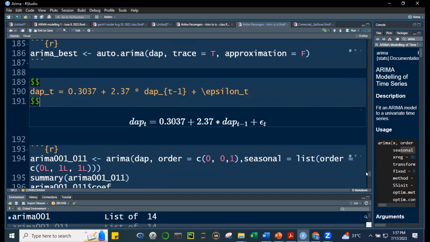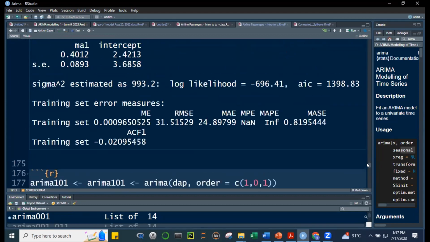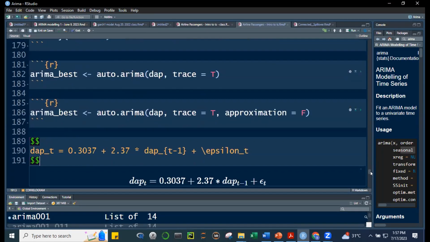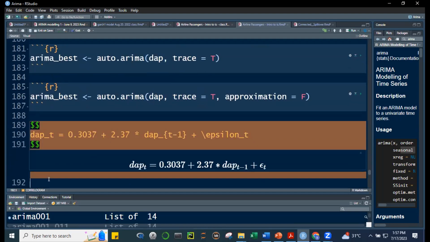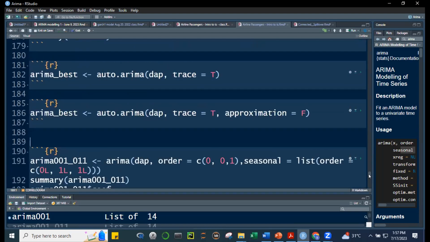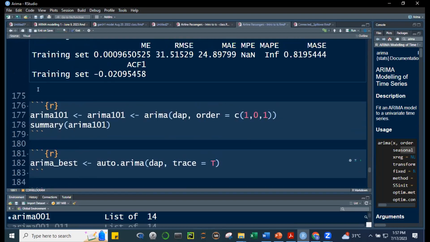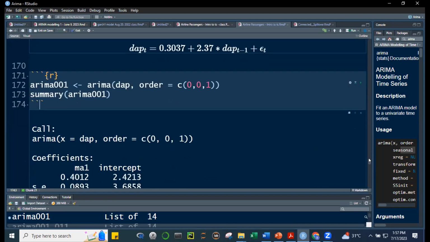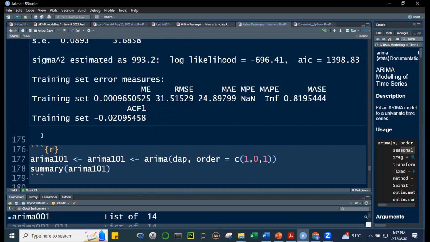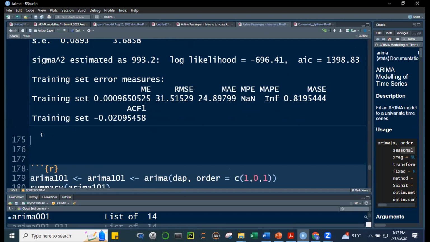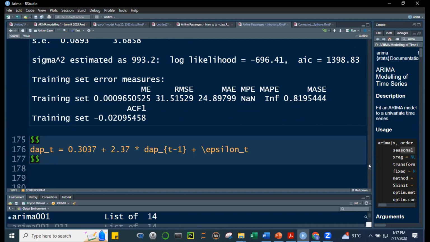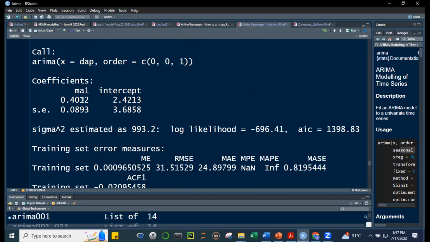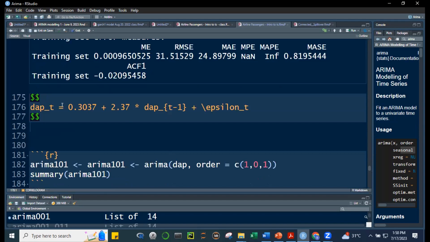Okay. So DAP is equal to, take note, ang layo ng pinaglagyan ko. Mali. Control X. Dapat dito, ilalim dito. 001. Here. Okay, so this is now my 001, my MA. So meron akong 0.4012. Control C. Nakay ko muna itong intercept, Control C. So this is the intercept.